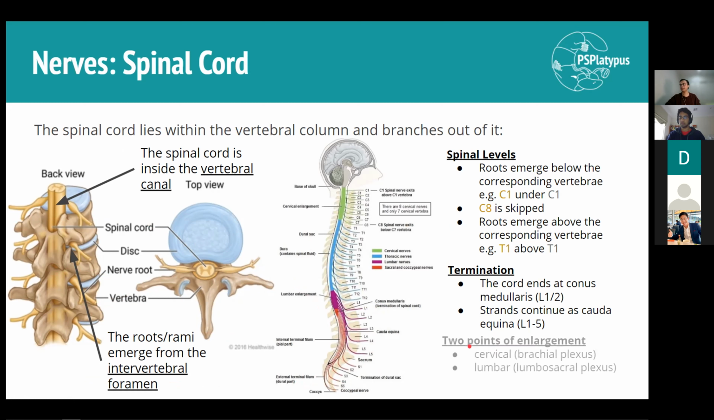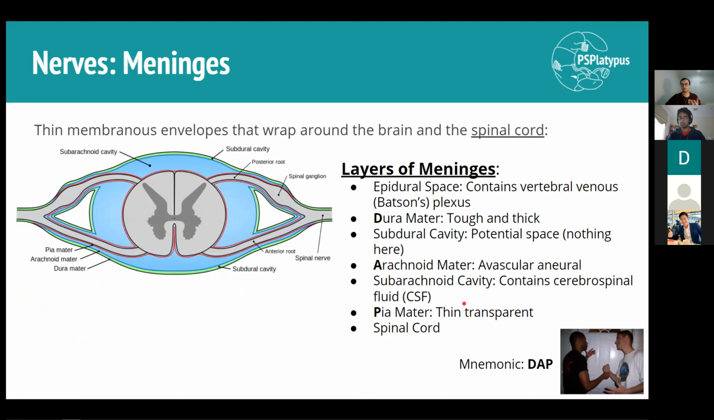And the last bit is enlargements. This is really easy to remember because you've already covered the brachial plexus and the lumbosacral plexus for your upper limb and lower limb. Where you need the most nerve activity is in those regions because they require very complex motor movements. So in those regions, the spinal cord is actually enlarged and thickened. That's why you have 2 points of enlargement: the cervical region for the brachial plexus and the lumbar region for the lumbosacral plexus. Those are the 2 important things to keep in mind for the enlargements when you look at the anatomy of it.